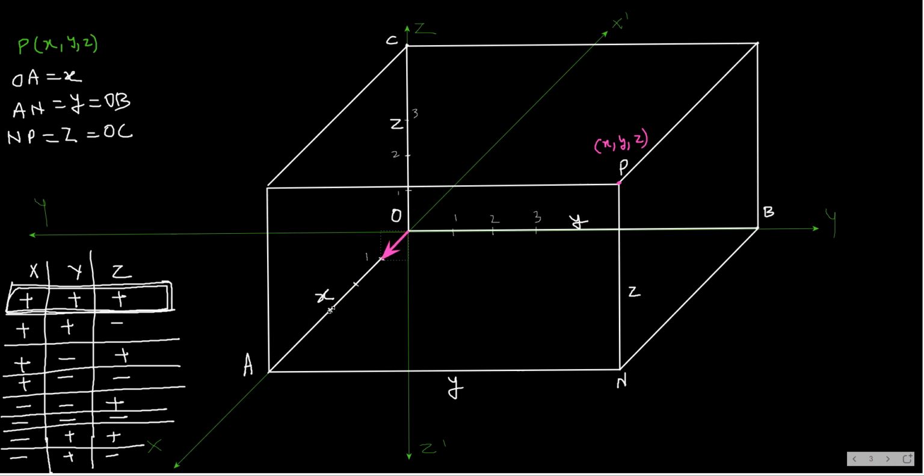This unit vector, I name it as I cap. Similarly, I define a unit vector in the direction of positive y-axis, which is j cap. And then I define a unit vector in the direction of positive z-axis, which is k cap.